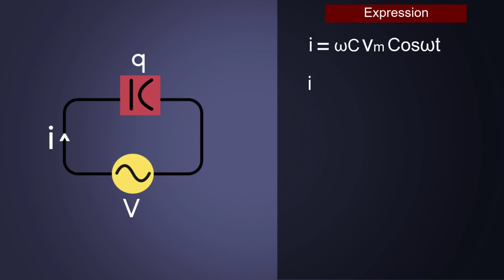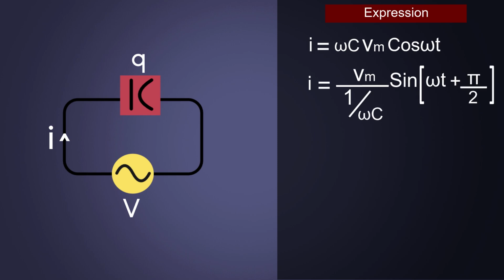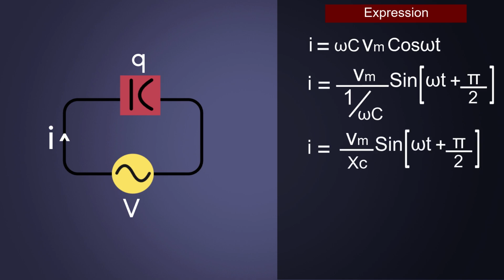We can further simplify this expression as Vm divided by 1 by omega C into sin of omega t plus pi by 2. We have purposefully written 1 by omega C here. The final expression will be I equals Vm divided by Xc into sin of omega t plus pi by 2. Xc is equal to 1 by omega C and is the opposition offered to the flow of alternating current by a pure capacitor circuit and is called capacitive reactance.